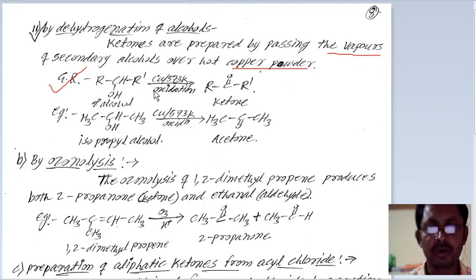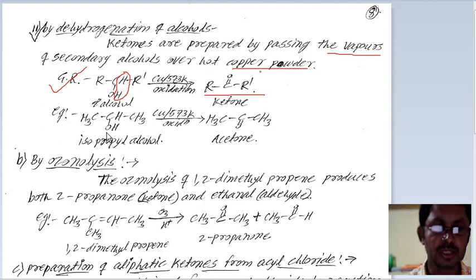When heated with copper, on oxidation, we get a ketone. How is it formed? By the removal of these two hydrogen atoms, there is the formation of a double bond between oxygen and carbon atom, so we get a ketone. For example, isopropyl alcohol.